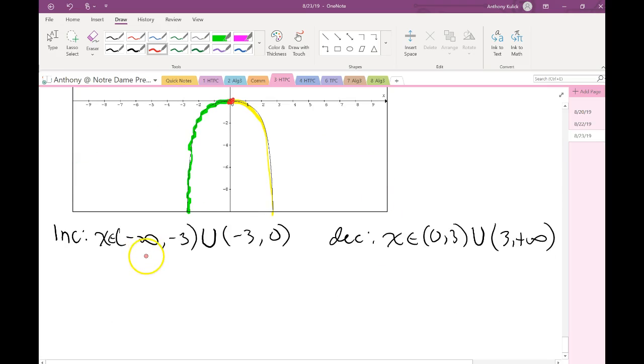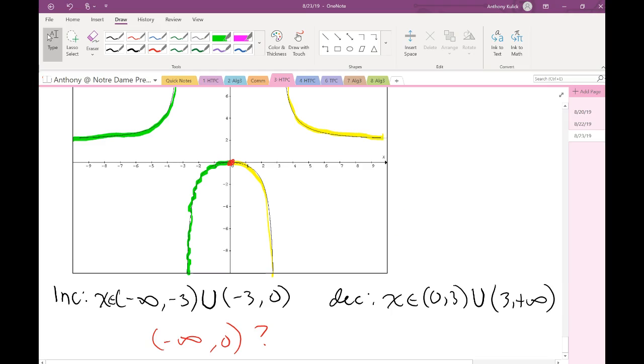Question for you guys. I went from -infinity to -3 and then -3 to 0. Could I just write it this way? Is that okay? Why can't I do that? And why is that a problem, though? Yeah, exactly. -3 is an asymptote. It's not part of the domain. The graph never crosses -3. That shouldn't be included in any of these intervals. So this one is bad. That's a frowny face.